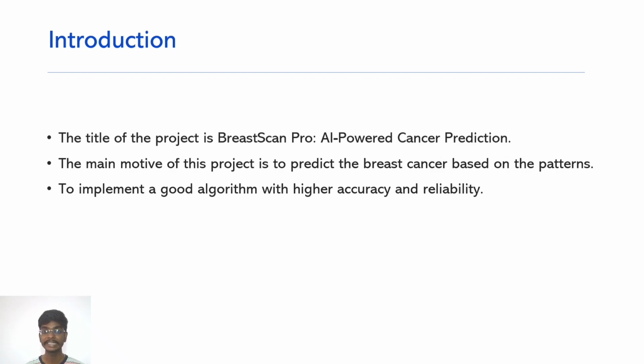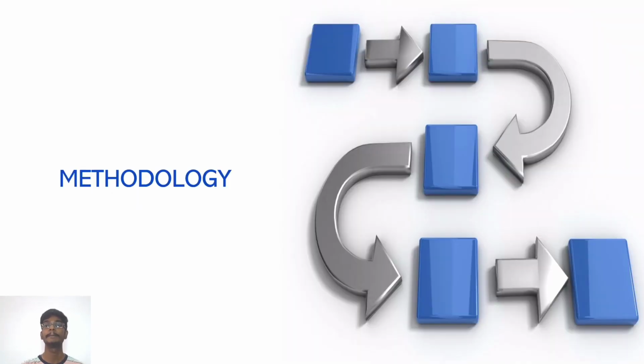Here, I have titled the project BreastScan Pro, AI-powered cancer prediction, since it uses artificial intelligence, the machine learning part, to predict whether the person is affected by cancer or not. The main objective of this project is to understand the data pattern by means of machine learning algorithms, which will be listed later. Using this, we identify the pattern and predict what will happen based on the criteria, and implement a good algorithm with good results, accuracy, and reliability. Okay. Next, let's see the methodology.